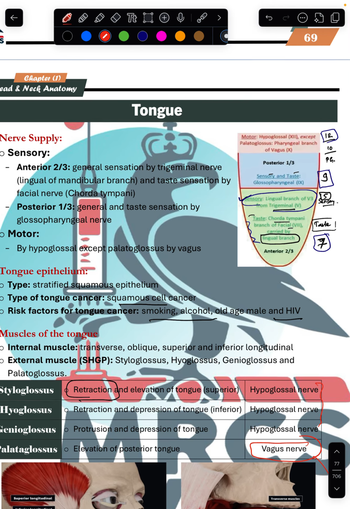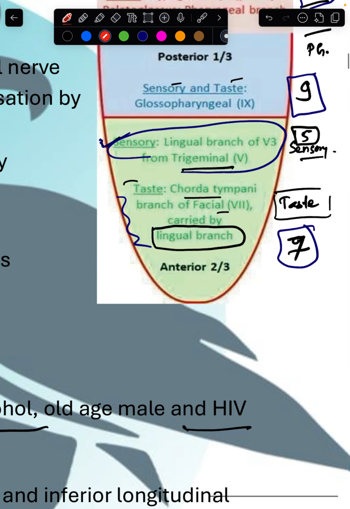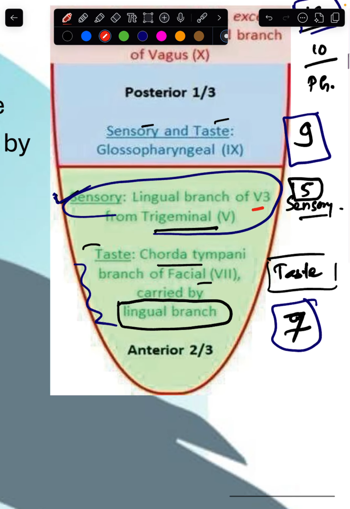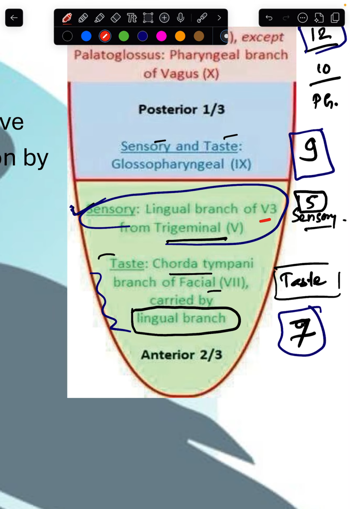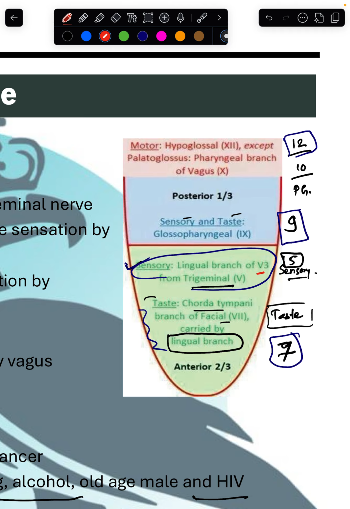So the tongue has a very typical nerve supply. Anterior two-thirds of the tongue: general sensation is supplied by the lingual nerve and taste sensation by the chorda tympani. You can see the sensory lingual nerve is a branch of V3, which is a branch of the trigeminal. It supplies the general sensations, and taste is by the chorda tympani, a branch of the facial nerve, which is carried by the lingual nerve. So anterior two-thirds is this; posterior one-third, general and taste sensation is by the glossopharyngeal nerve. And for the posterior-most part, motor is by the hypoglossal twelfth nerve, except palatoglossus, which is supplied by the 10th nerve.